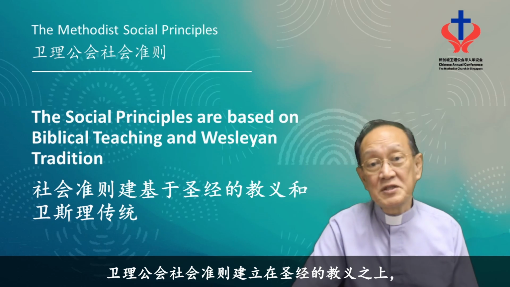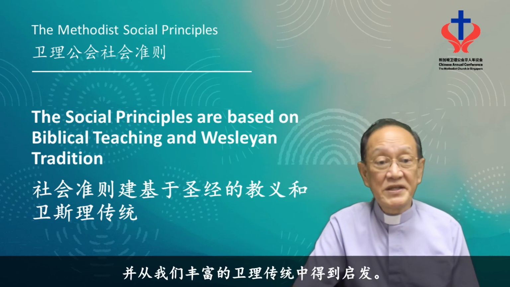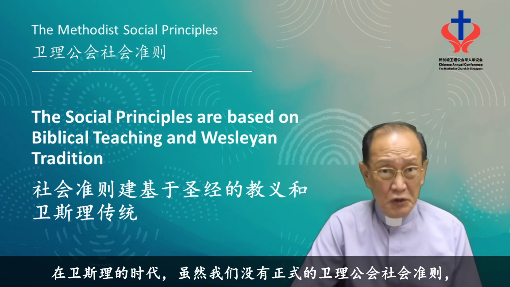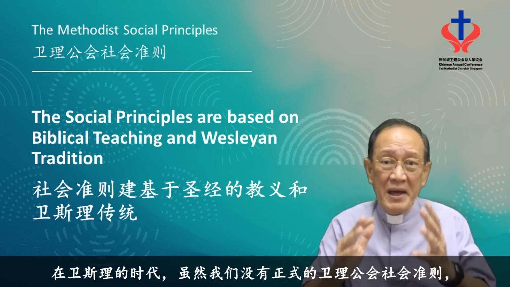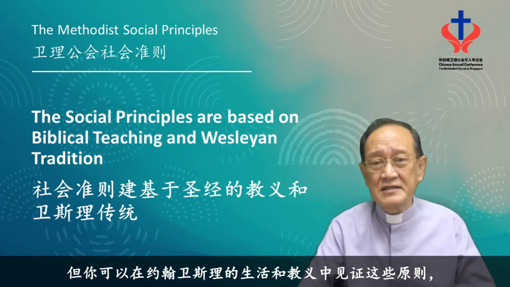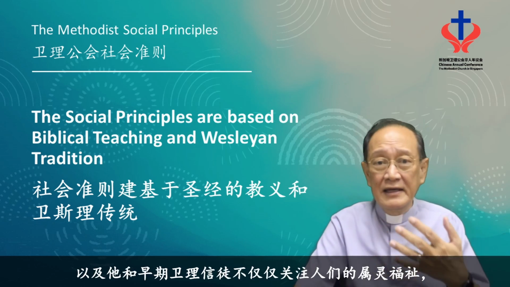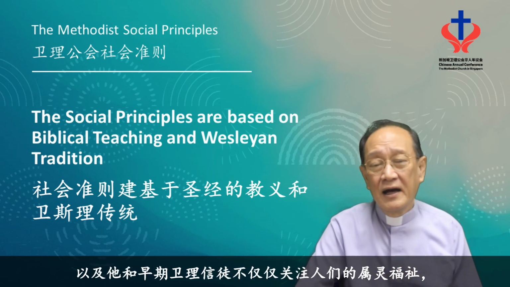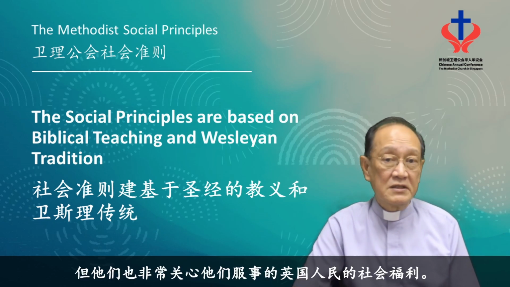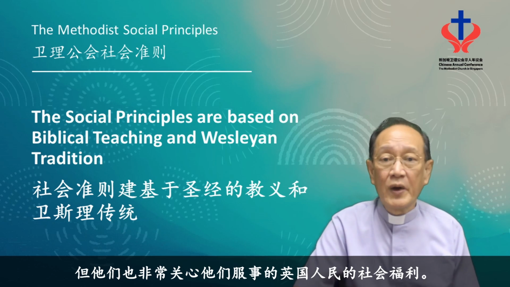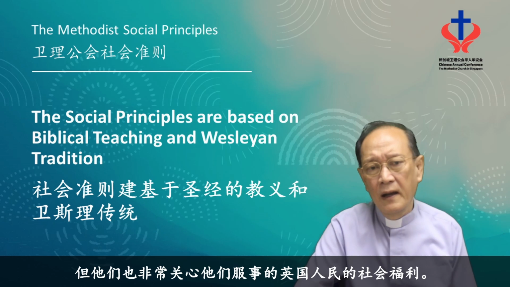The Methodist Social Principles is built on biblical teachings and draws lessons from our rich Wesleyan tradition. So during the time of Wesley, although we did not have the official Methodist Social Principles, you could see this in the life and also teachings of John Wesley, and how he and the early Methodists were concerned not just for the spiritual well-being of the people, but they were also very much concerned with regard to the social well-being of the people in England, or people whom they ministered to.